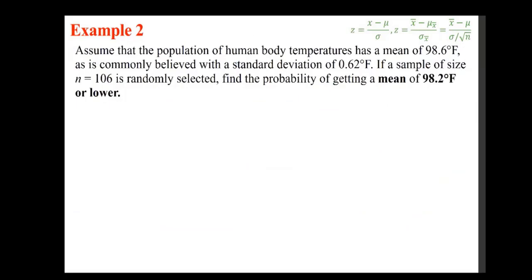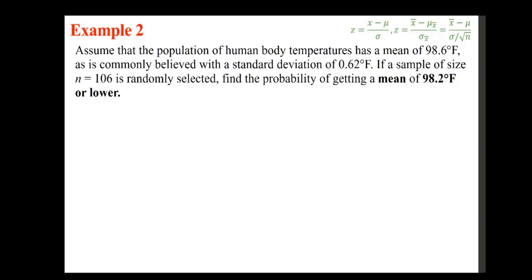Assume that the population of human body temperatures has a mean of 98.6 degrees Fahrenheit, as is commonly believed, with a standard deviation of 0.62 degrees Fahrenheit. If a sample of size n equal to 106 is randomly selected, find the probability of getting a mean of 98.2 degrees Fahrenheit or lower.